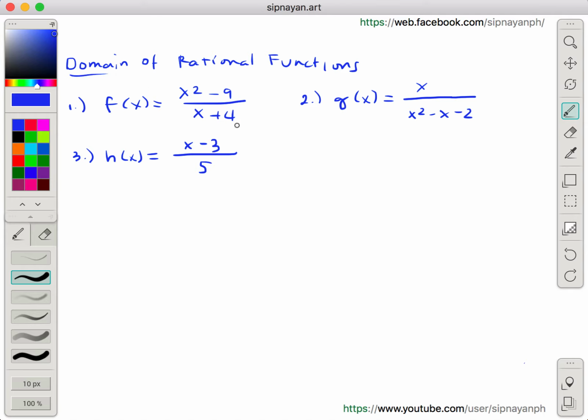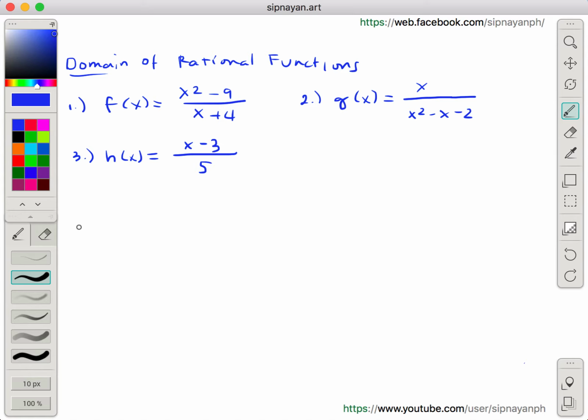So pag rational functions, bawal yung value ng x which will make the denominator equal 0. And yan ay tinatawag natin yung domain because the domain of a function is the values of x that will not make the function undefined. So pag undefined siya, hindi siya kasama dapat sa domain.